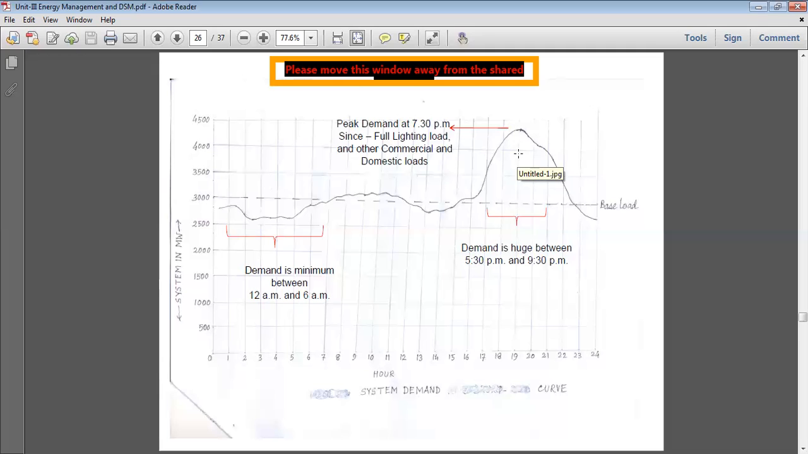So now think toward the generation side. If the demand increases only for 3 to 4 hours, then for the rest of the time the generator will remain under loaded. For example, they have installed a power plant of 4045 megawatt.